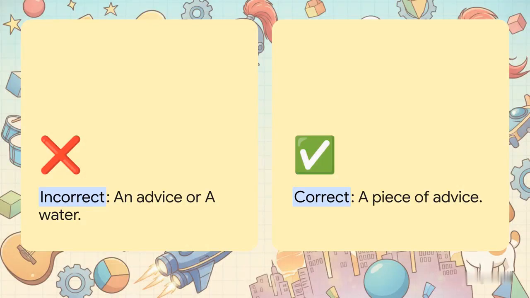So, how on earth do we count the uncountable? Well, we have to use the container analogy from our sources, meaning you literally have to put that liquid or abstract idea into a specific unit to measure it. You can't say an advice or a water. You have to put it in a container. So it becomes a piece of advice or a glass of water.